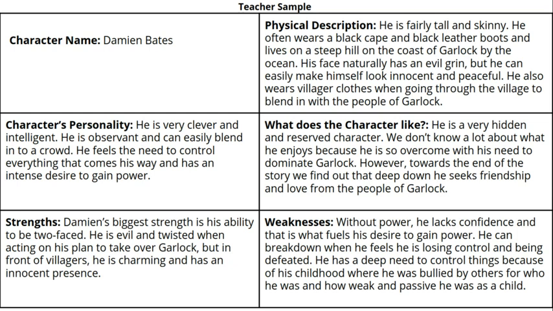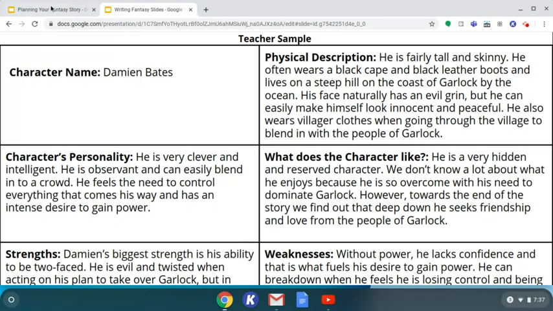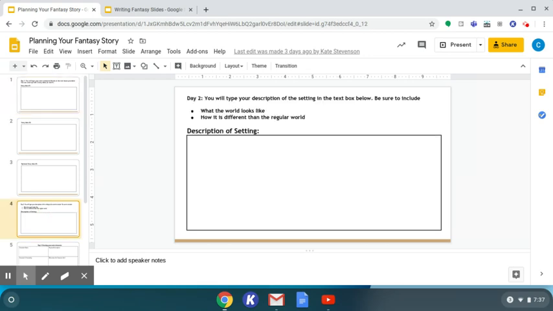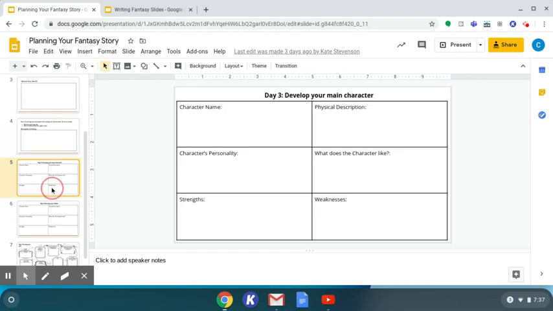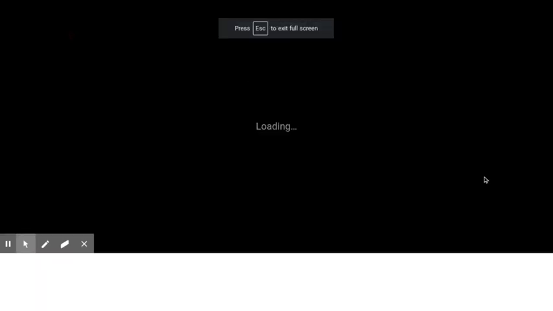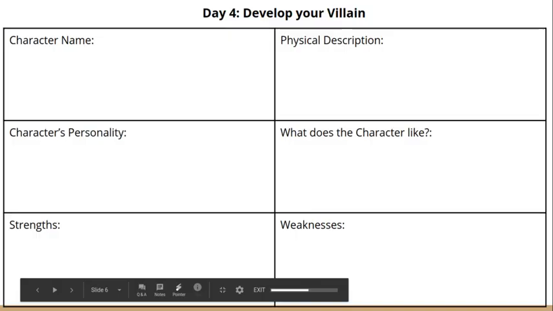So, what you're going to do today, after you watch this video, you're going to go back into your planning document that you've been working in all week, and it's going to be linked again in this assignment. So you have your story ideas, you have your setting, you have your main character in here from yesterday. And now today you will develop your villain. So you're using the same chart that you used for your main character, but this time for your villain.